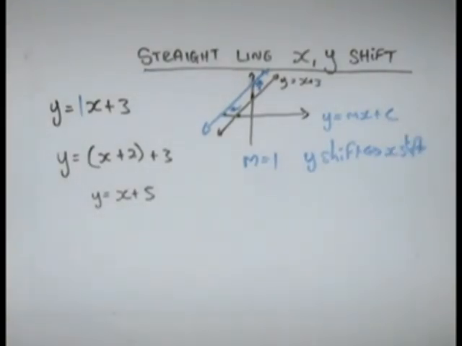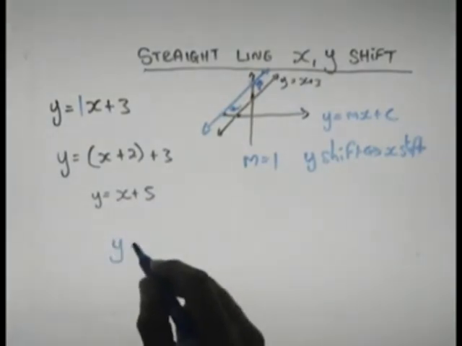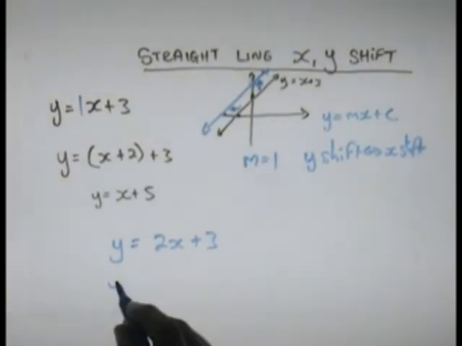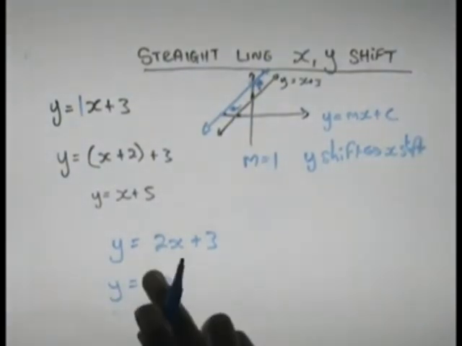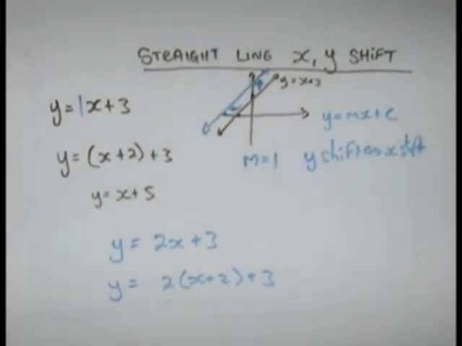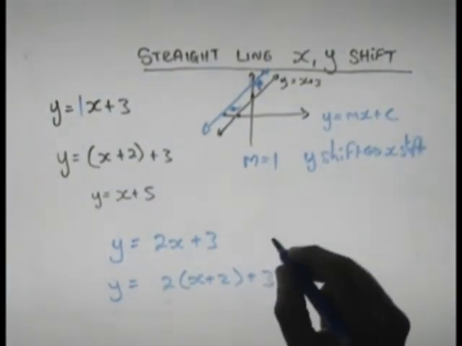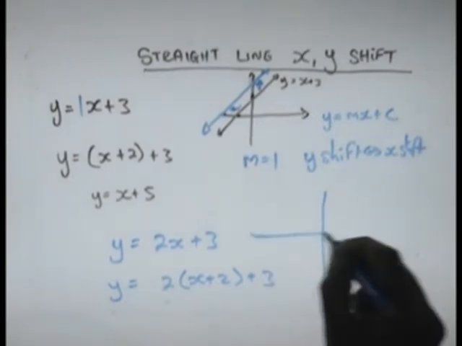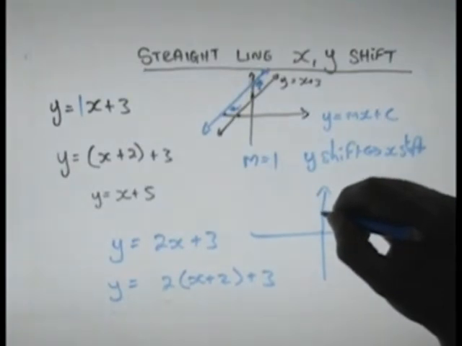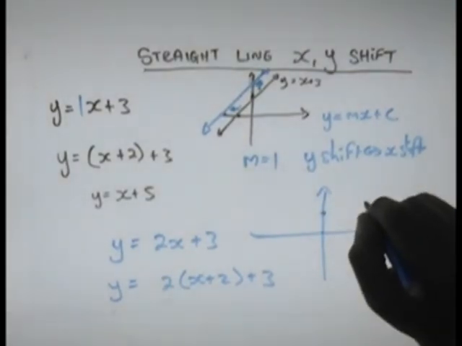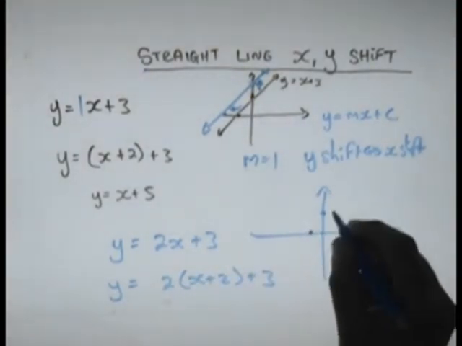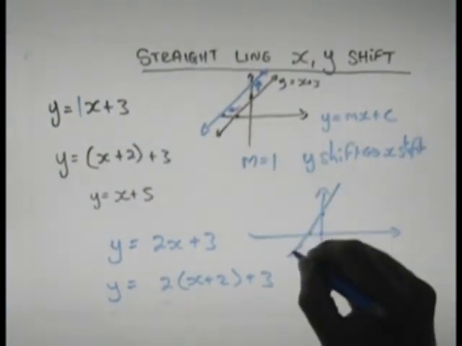Now let's look at when I'm working with a bigger gradient. Let's say we have y is equal to 2x plus 3, and we are going to work with y is equal to 2 times x plus 2, plus 3. When x is equal to 0, y will equal 3. When y is equal to 0, x will equal negative 3 over 2, which is over there. So that's the original graph.